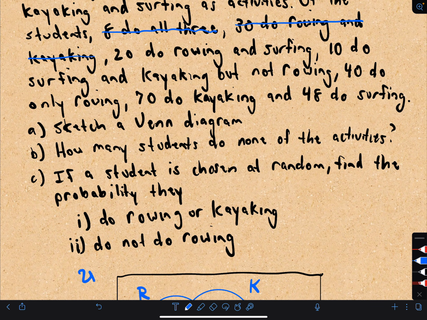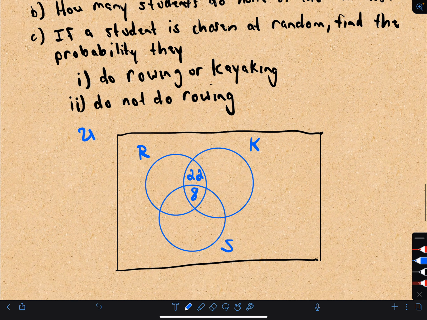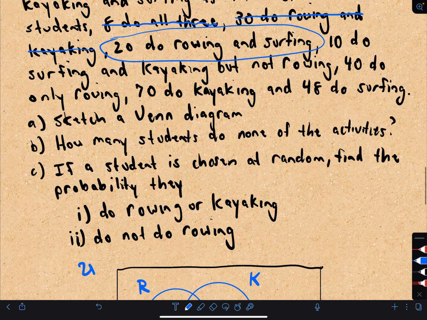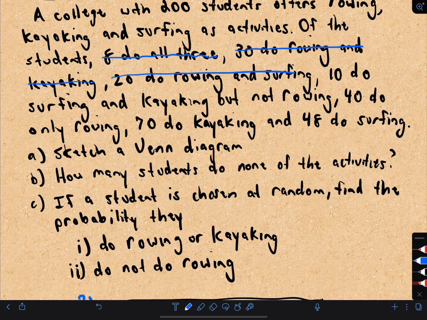So same thing, we can say, well, 20 do rowing and surfing. So if this value 8, again, is in the circle of R and S, so those students count towards people who do rowing and surfing. And notice this part of our Venn diagram would also be in the circle R and S. So likewise, if I add those two values, it's got to add up to 20. So it looks like, well, 12 plus 8, that's going to add up to 20.